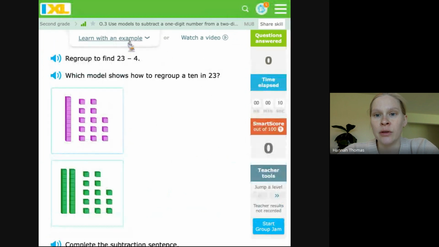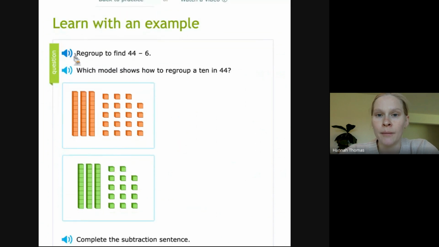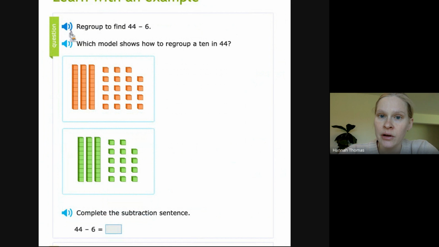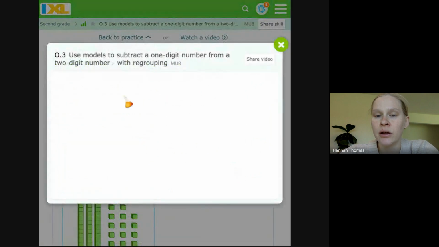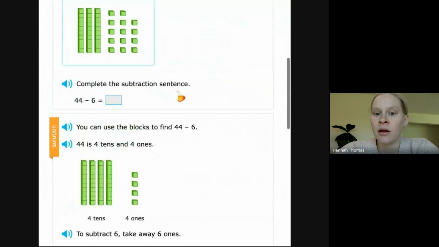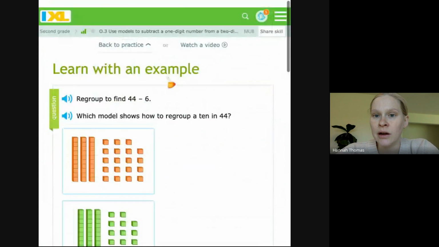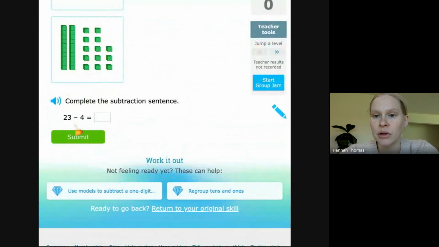We can also learn with an example, meaning that they'll give you a description on how to solve the problems. It's really nice for our younger students because they read the questions to you aloud. Regroup to find 44 minus 6. Or you can also watch a video to help better understand this. Let's subtract numbers using models. Once you feel like you're ready, then you can go back to your example problems to complete the assignment.